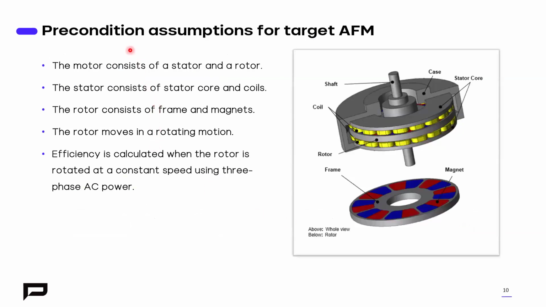These are the precondition assumptions for the targeted axial flux motor which we have chosen. The motor consists of a stator and a rotor. The stator consists of the stator core and coils, and the rotor consists of a frame and magnets embedded in it. The rotor is in rotating motion. Efficiency is calculated when the rotor is rotated at constant speed, and the input here is three-phase AC power.